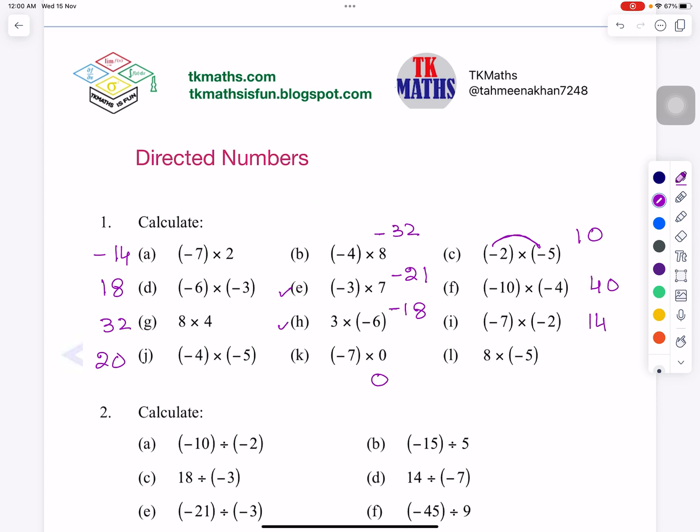In L, 8 multiplied by minus 5. Now 8 fives are 40, right? But what will the sign be? It will be minus, because one is plus, one is minus. So whenever signs are opposite and you are multiplying, the answer is always negative.